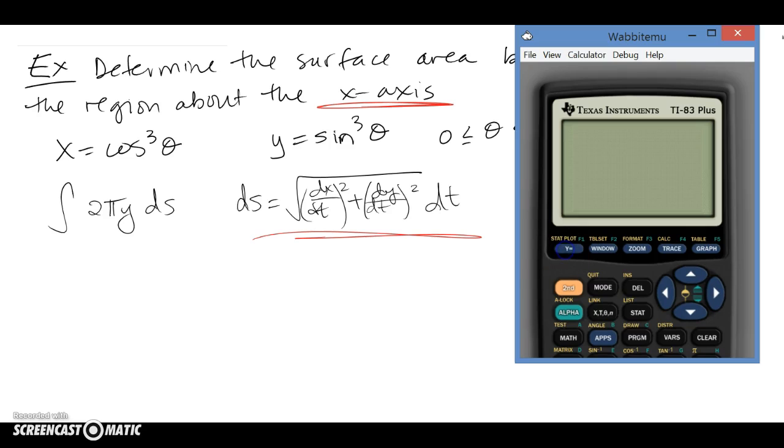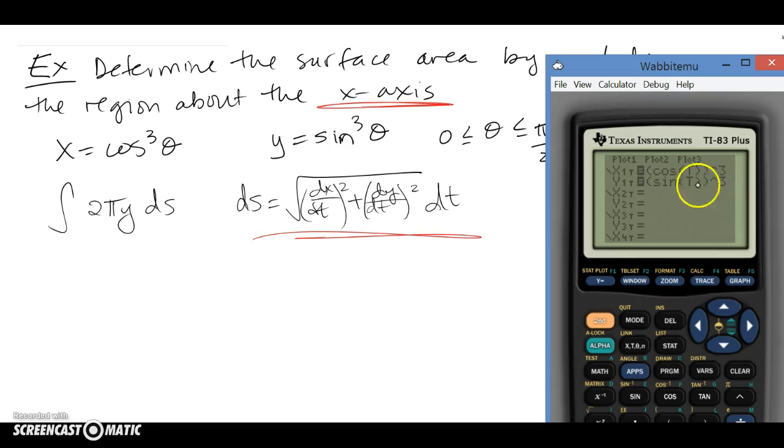So I'm going to go to y equals. I have my cosine cube t and my sine cube t for my y. In the window, remember we are looking at between 0 to pi over 2. So I put 0 for t min, and I went to pi over 2 for t max. And now I'm going to look at the graph. And it looks like the graph is this little region right here.